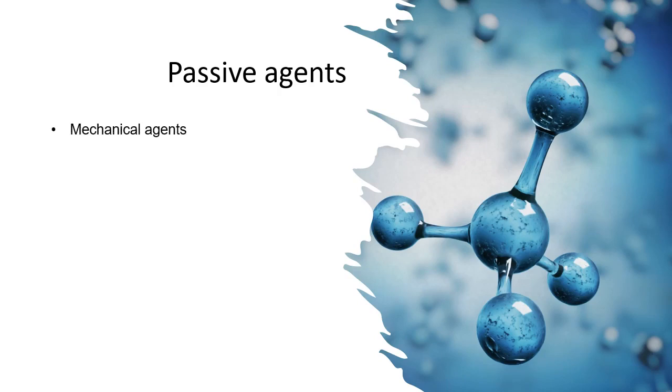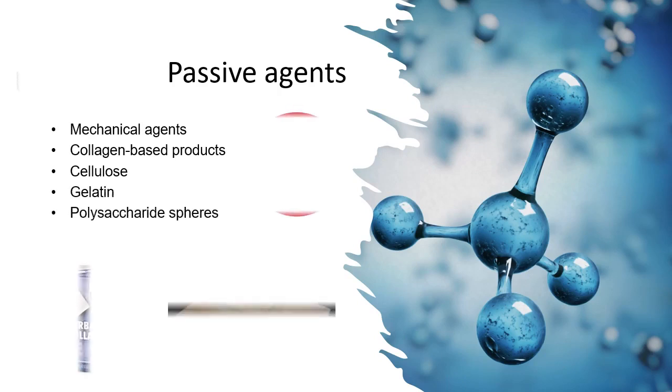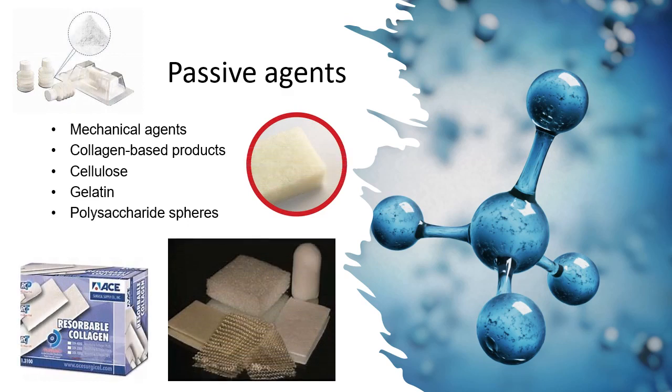The passive agents are mechanical products, examples of which are collagen-based products, cellulose, gelatin, and polysaccharide spheres. They can absorb several times their weight in fluid. However, with this expansion you have to be very careful because this can cause complications like compression of the surrounding tissues leading to necrosis. The collagen-based products are activated with bleeding.